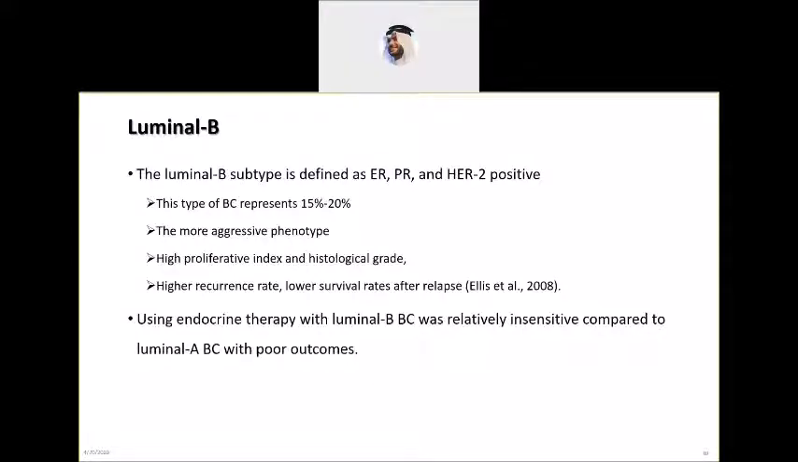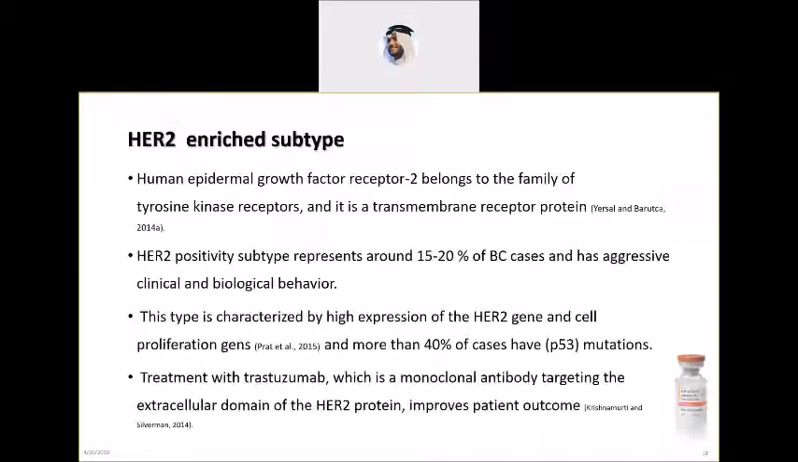The other one is luminal B. Luminal B is defined as estrogen, progesterone, and HER2 positive. This subtype of breast cancer represents 15 to 20%. It is one of the most aggressive phenotypes and is characterized by high proliferative index and histological grade. Also, there is a high recurrence rate with low survival rate after relapse. It is important to mention that endocrine therapy in luminal B breast cancer was relatively insensitive compared to luminal A breast cancer, with poor outcomes.